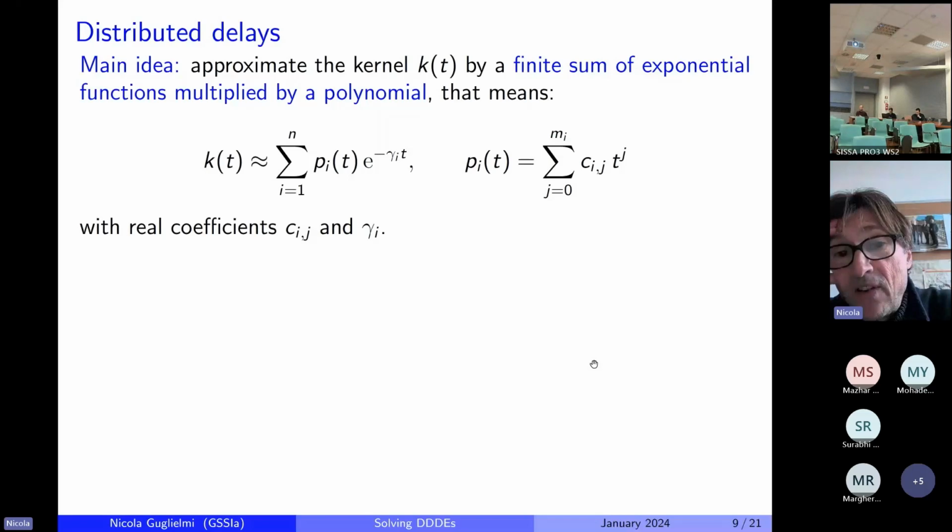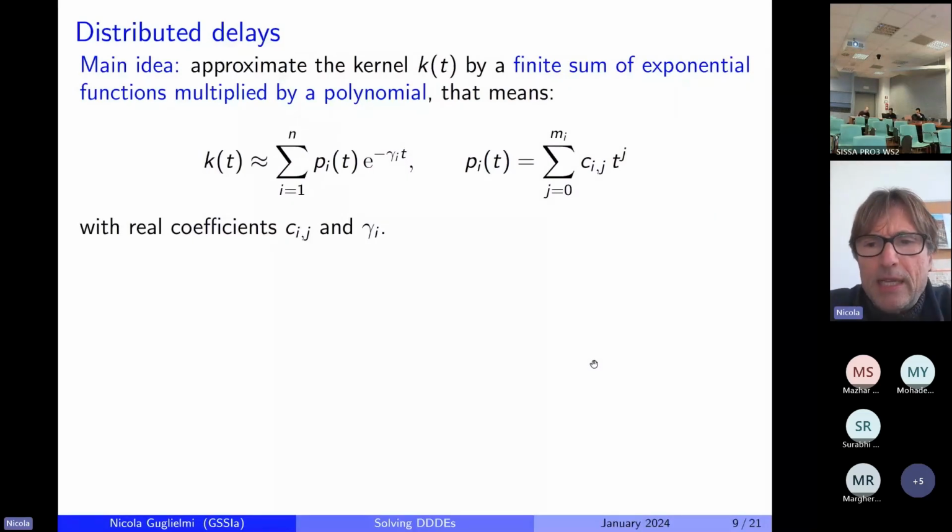A quasi-polynomial is an entire function, which is a linear combination of polynomials multiplied by exponentials. In the simplest possible case, you can think that these polynomials are of degree 0, so they are just constants. And the simplest possible problem, which is already quite interesting, is the approximation of the kernel by a finite sum of exponentials with exponents gamma i.